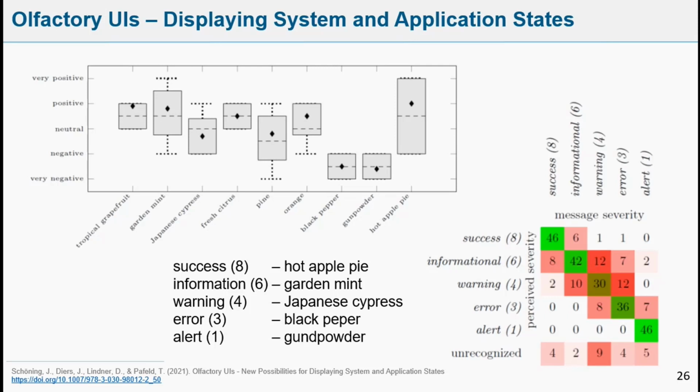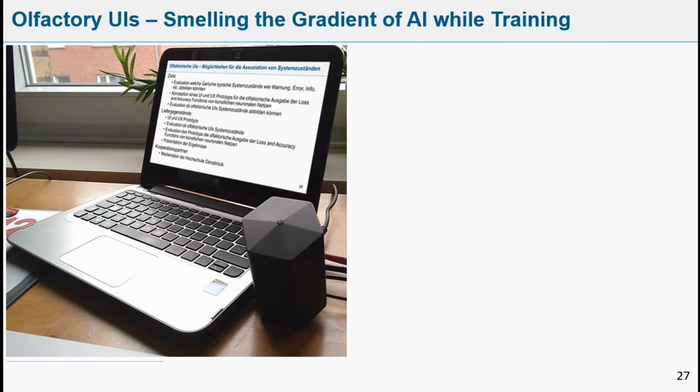So if everything is fine on the server, we have a hot apple pie in the office. If something went wrong on the server, we have black pepper in the office. If something went terribly wrong, then you smell gunpowder. And we did this with 10 participants, and here you see it somehow works with these 10 participants. However, this is an early idea.